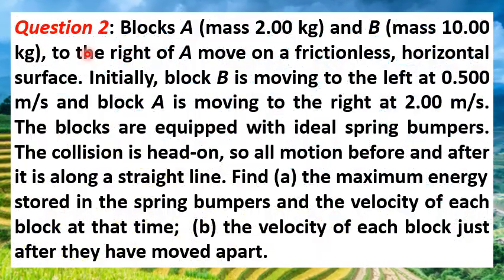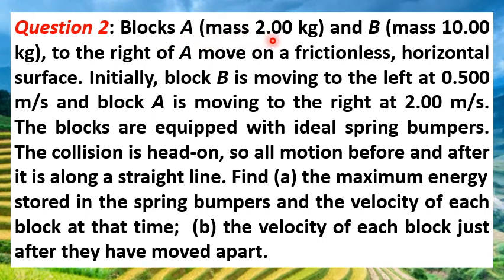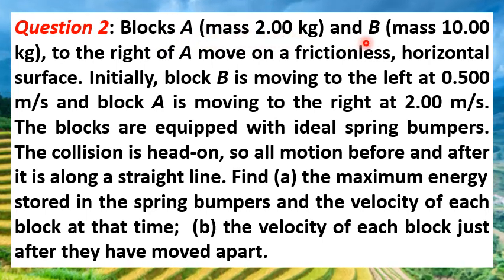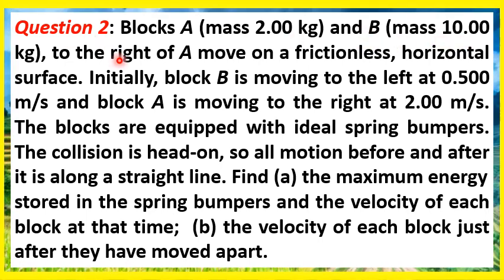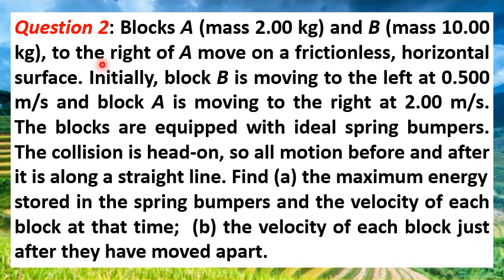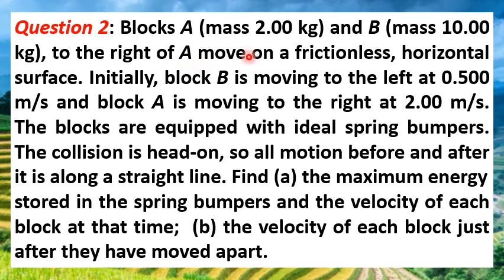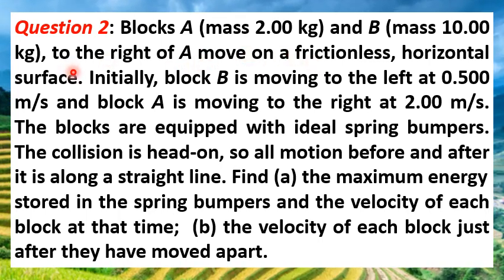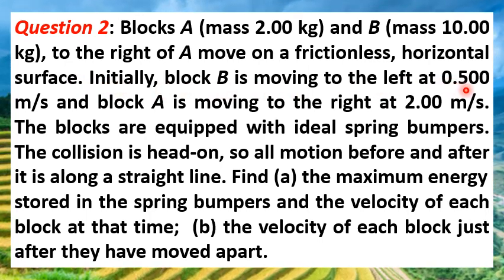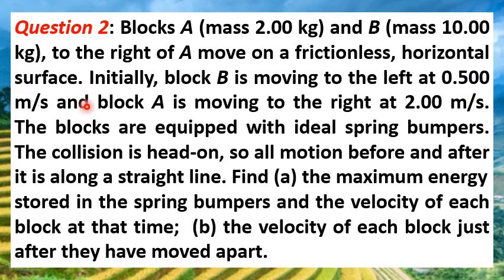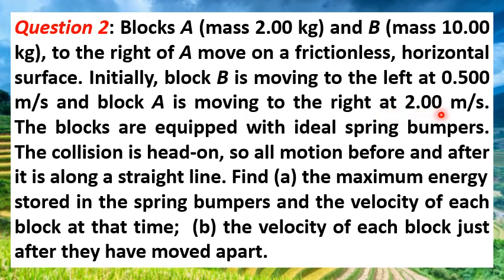For our last question, number 2, block A with a mass of 2.00 kilograms and block B with a mass of 10.00 kilograms. Object B is to the right of object A and they are moving on a frictionless horizontal surface. Initially, block B is moving to the left at 0.500 meters per second and block A is moving to the right at 2.00 meters per second.